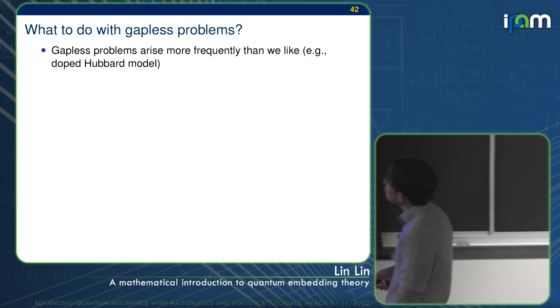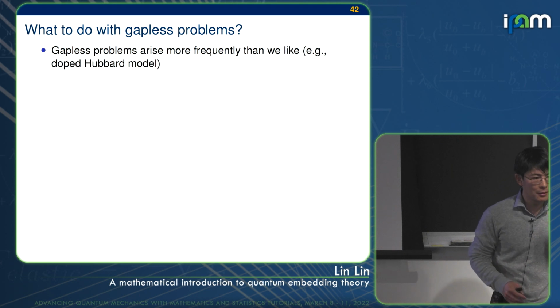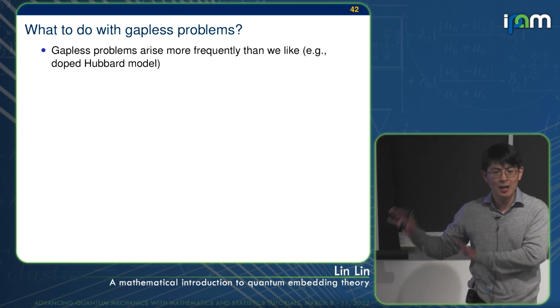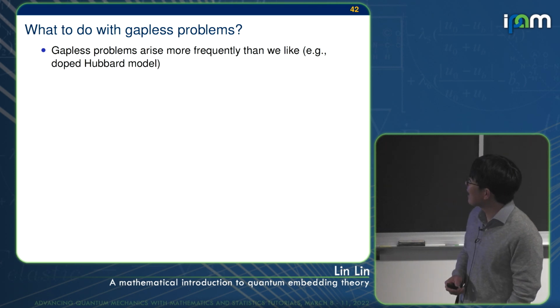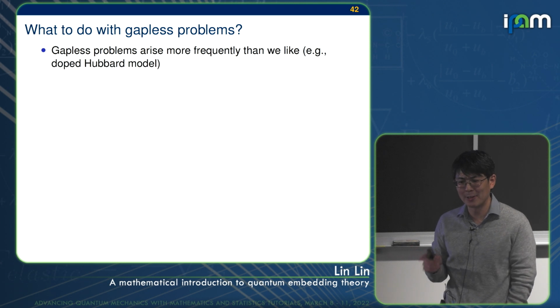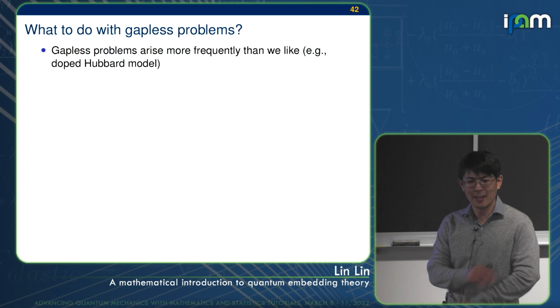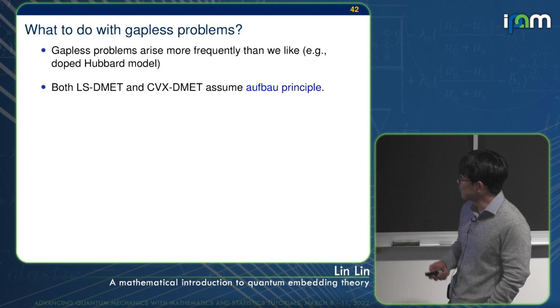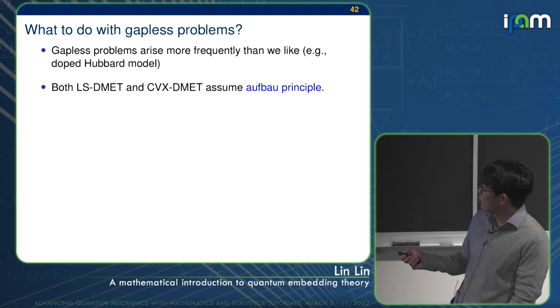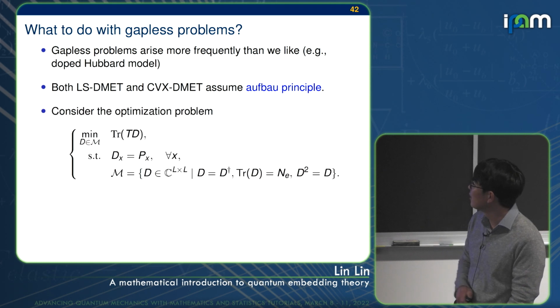So what to do with the gapless problems? When we wrote this paper, we were very happy, thought the problem is done, the matching, we move on. But the more applications we do, the more we found that this gapless issue really arises more frequently than you like. It occurs in some totally benign and, you can say, innocent quantum systems. I have 2 minutes. For example, the Hubbard model. And this is the problem we found: both the LS DMET and the CVX DMET assume the so-called Aufbau principle. You fill the electrons 1 by 1.